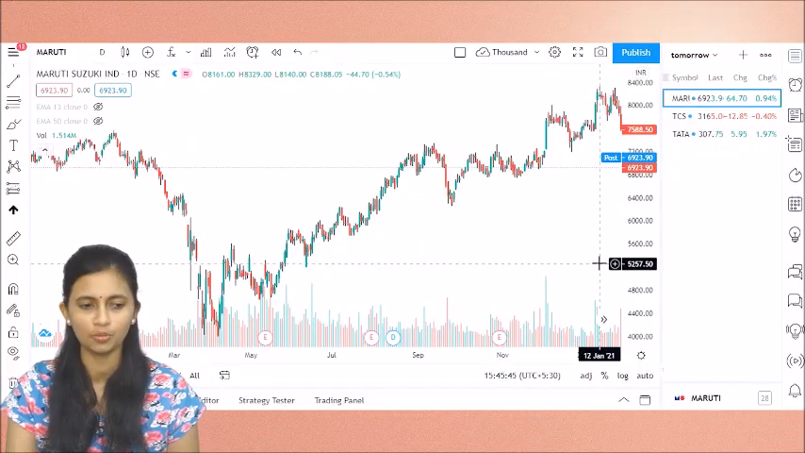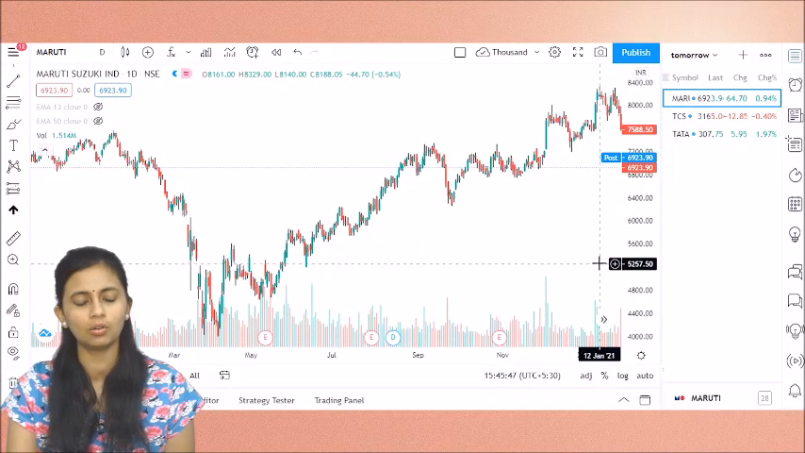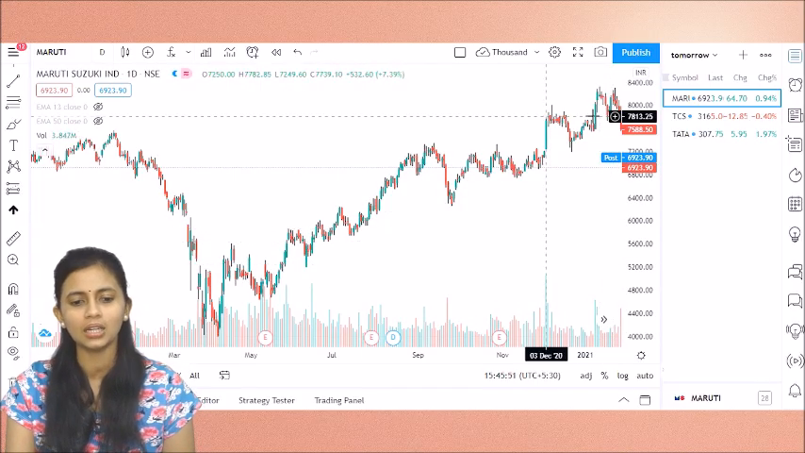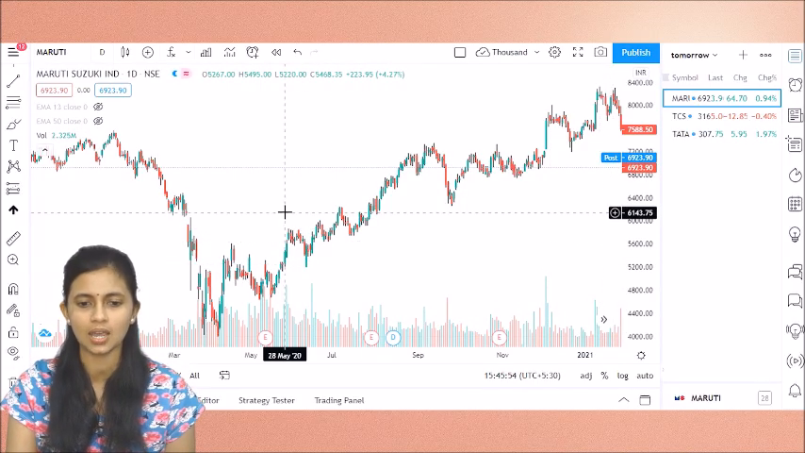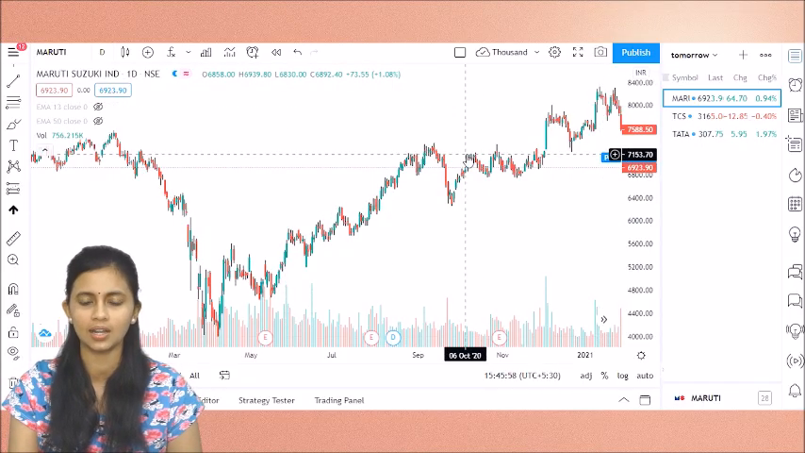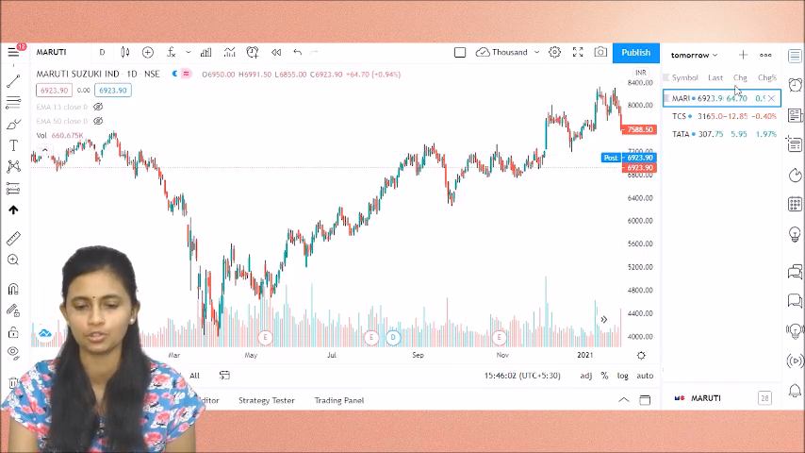This is the TradingView portal. You can open an account using this portal. It is absolutely free of cost. Here you have the advantage of saving the chart also. Once you do all your analysis, you can just save the chart in TradingView in your account, so that whenever you have to go back and check, it becomes easy for you.